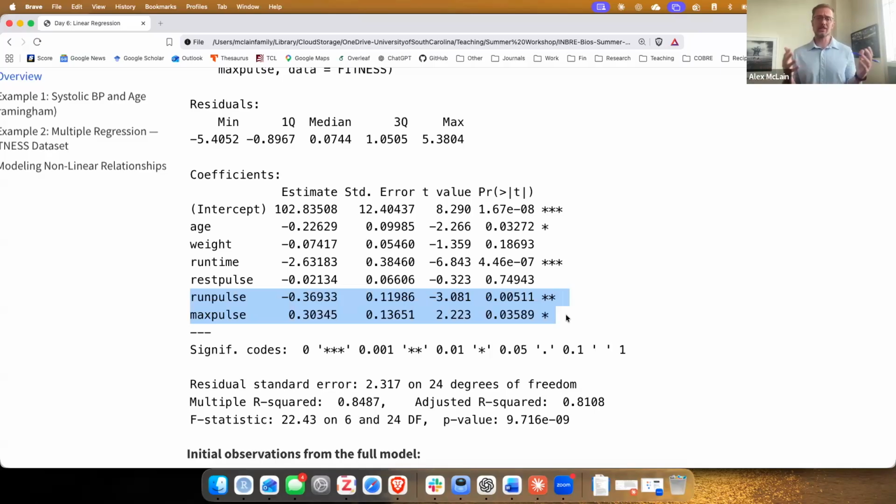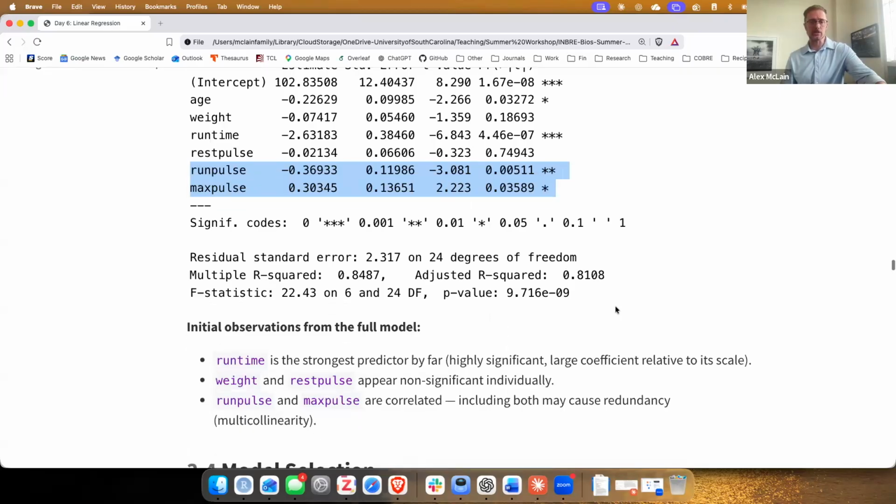Is that actually the case? No, it's not actually the case. It's just collinearity, just the relationship between these two variables that's causing some issues here.